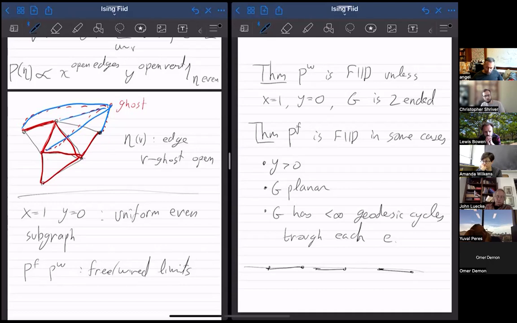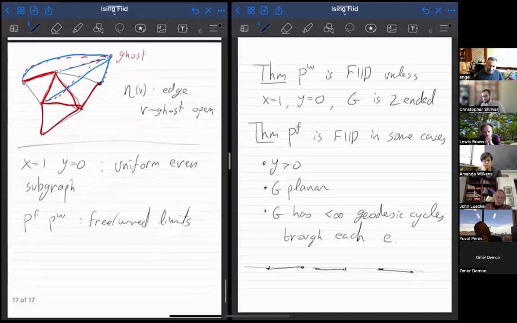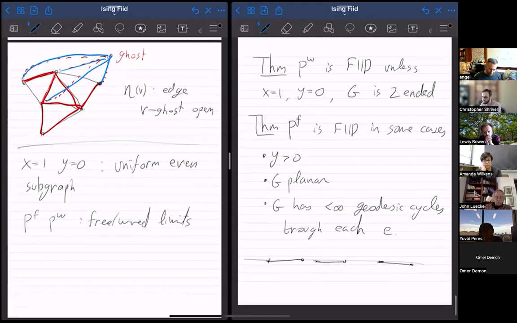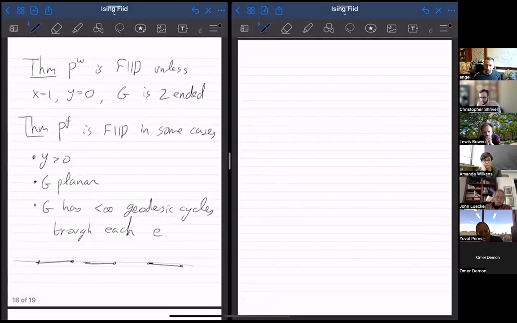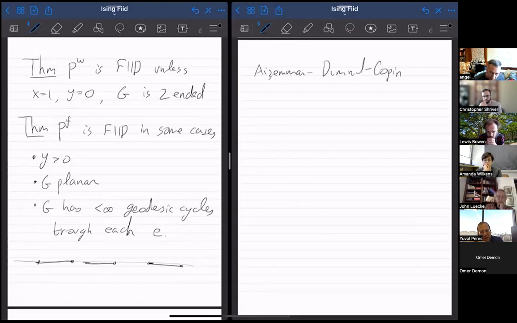So how do we try to understand this Loop O(1) model, and how do we show that it's a factor of IID? The main idea goes through a relation with the FK Ising model. These are some results from a few years ago of Aizenman, Duminil-Copin, and Sidoravicius.